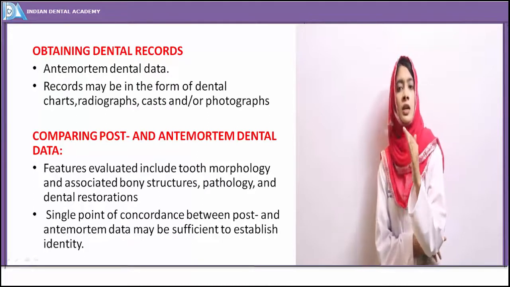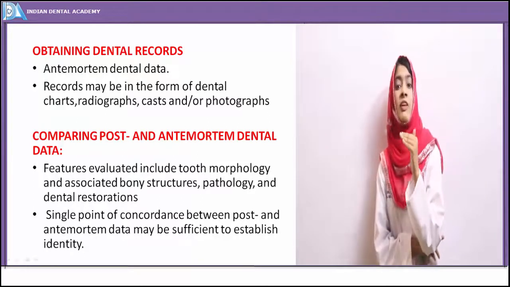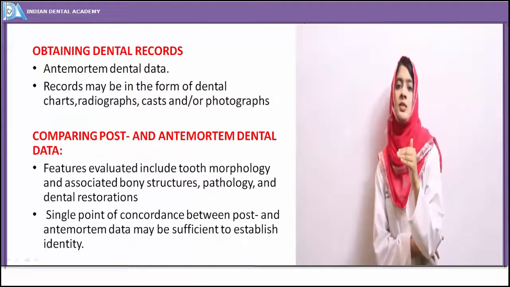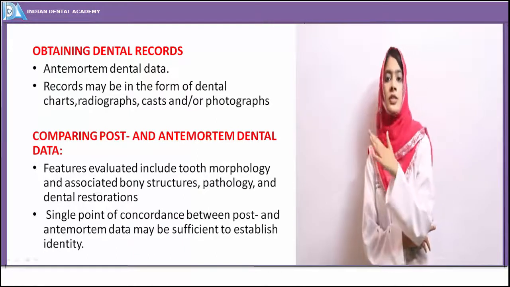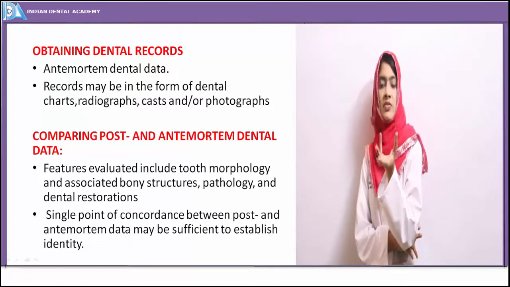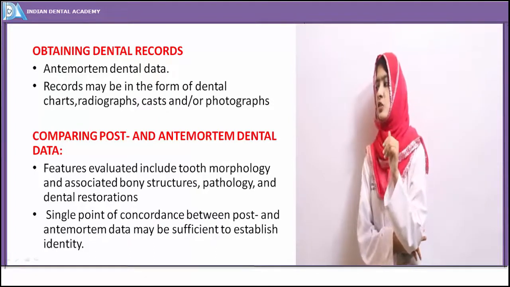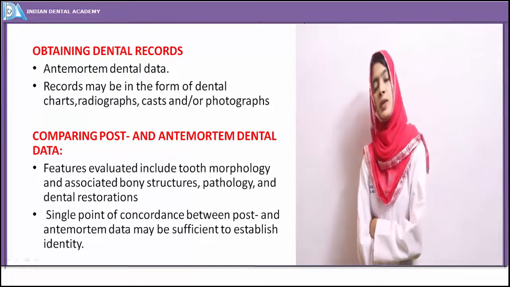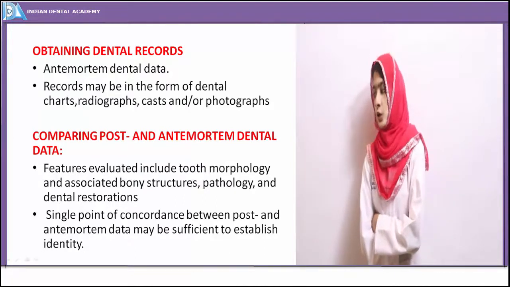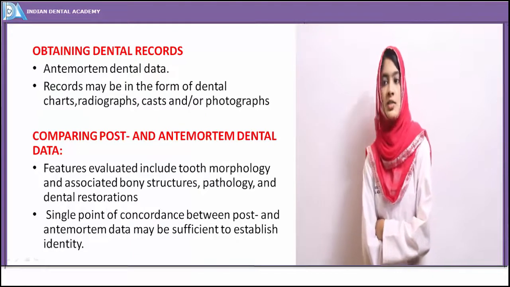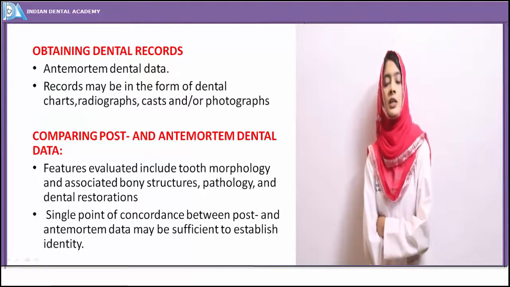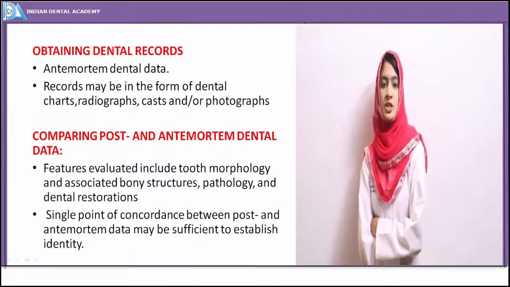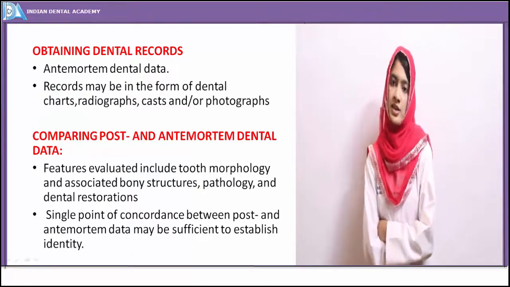But if present, it will be a valuable aid for us in the identification of a person more closely. Okay. So if records are available, they are collected in the form of dental charts, radiographs, casts, or photographs of the individual, pre-operative photographs. Okay, if the record is available, now we are carrying out a comparative dental identification procedure. Okay, only if records are available.